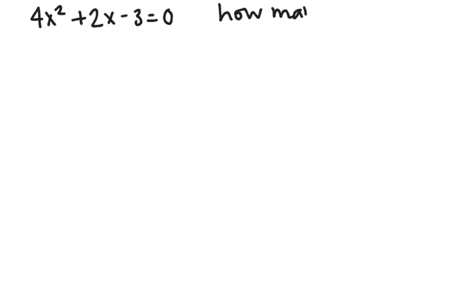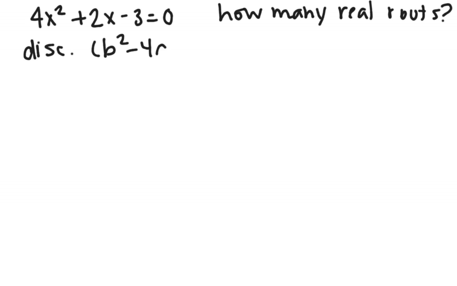The first example might give you an equation like 4x squared plus 2x minus 3 equal to 0. And they might ask you something along the lines of how many real roots or real solutions there are. That's kind of the main question we're looking at. So to figure that out, we use what again is called the discriminant, which is b squared minus 4ac. So just like in the quadratic formula, we've got to have our equation equal to 0, which we have.